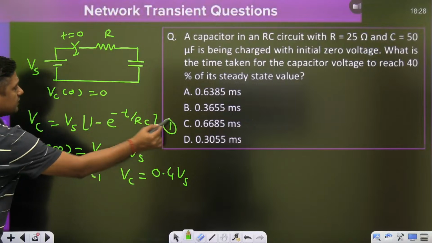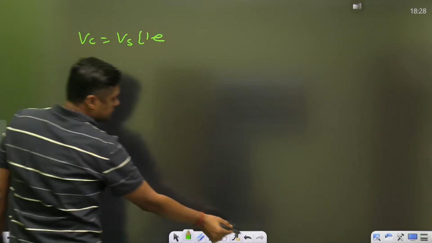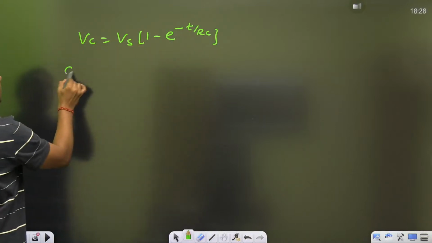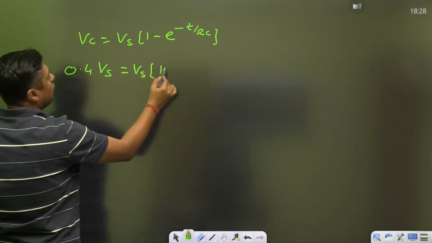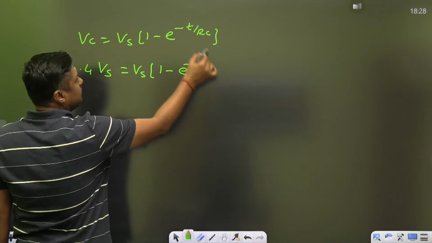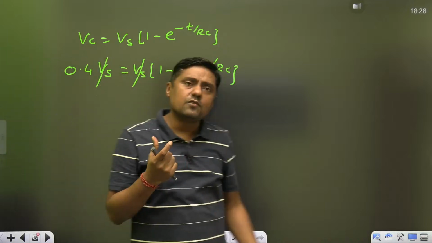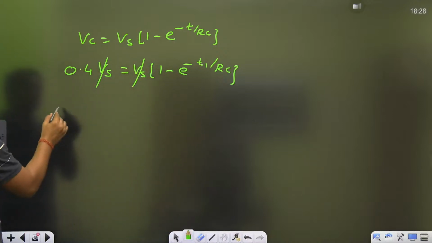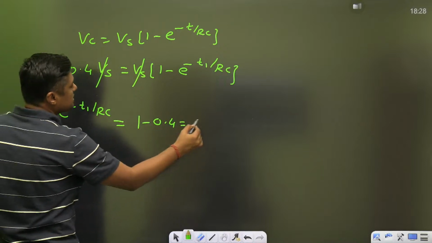Can you put it in this equation? Yes, we can. Vc is equal to Vs times 1 minus e raised to power minus t by RC. It will become 40% of Vs, that is 0.4 Vs equals Vs times 1 minus e raised to power minus t1 by RC at the time t1. This Vs cancels because that is the final value, so the applied voltage is Vs. Then e raised to power minus t1 by RC is equal to 1 minus 0.4, that is 0.6.